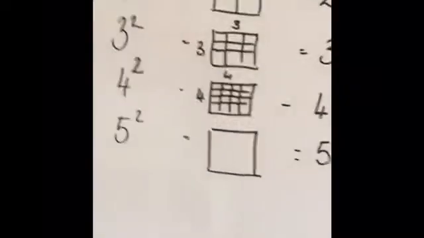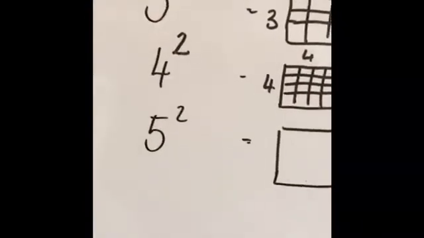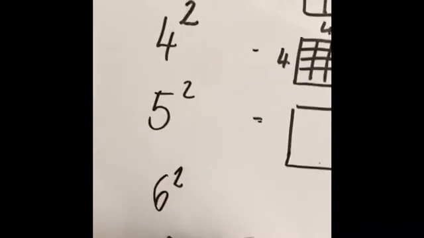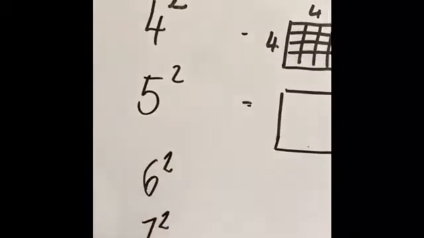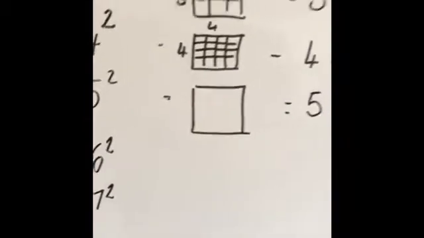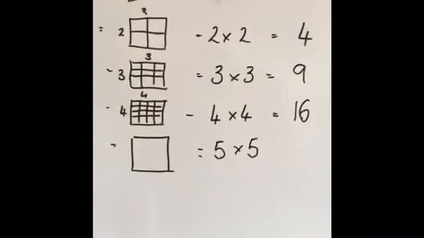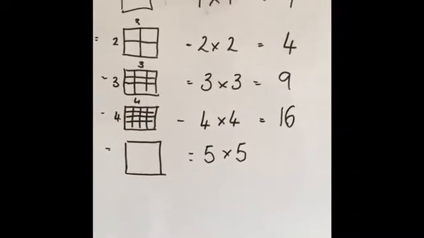Then what I would like you to have a go at doing, you can practice doing this at home. I would like you to practice doing 6 squared, 7 squared, and so on down to 10 squared. And you can draw this as a representation if it helps, or you might just want to draw the calculation like this. Okay, good luck everybody.